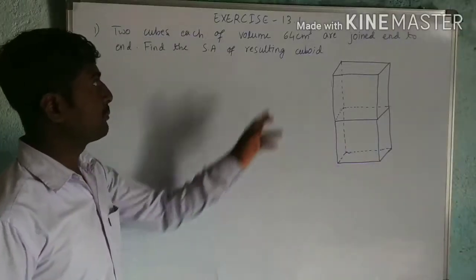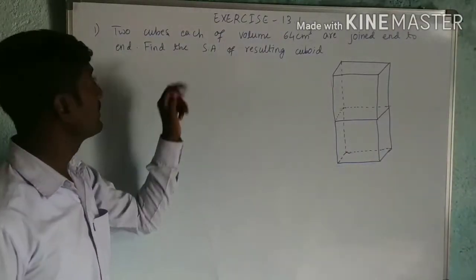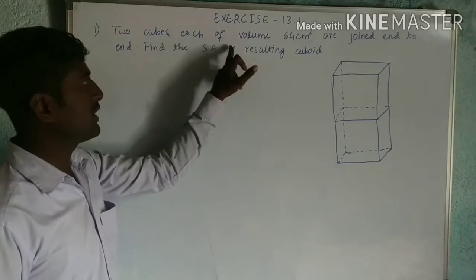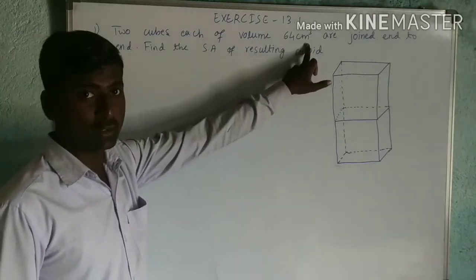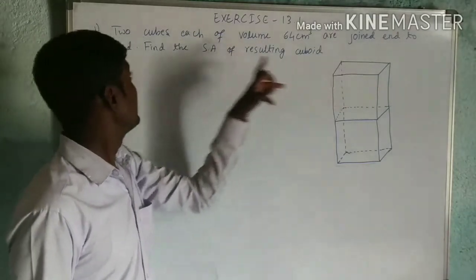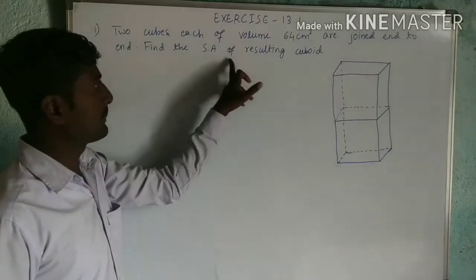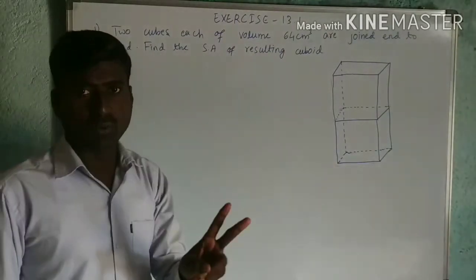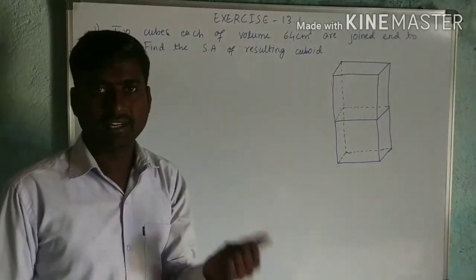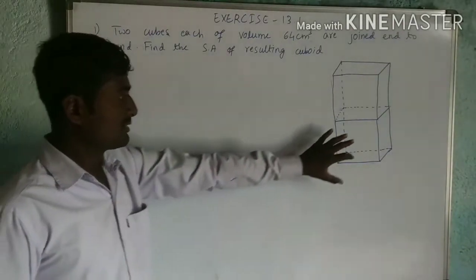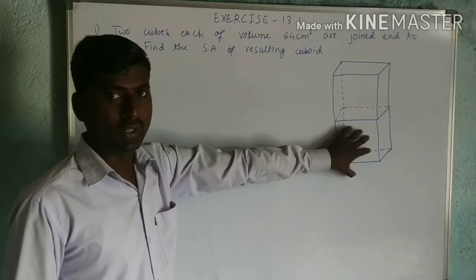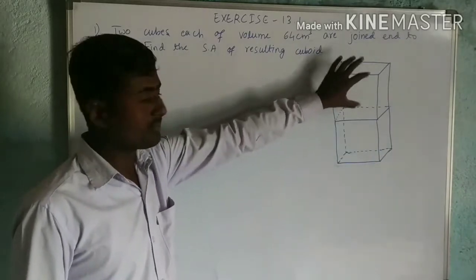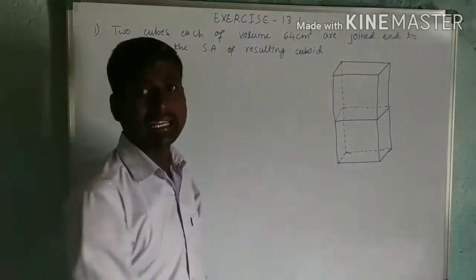Now exercise 13.1. First question. Two cubes each of volume 64 centimeter cube are joined end to end. Find the surface area of the resulting cuboid. If you join two cubes, you will get what? Cuboid. Okay. So here, initially this will be one cube and this is another cube. These two cubes are joined end to end.